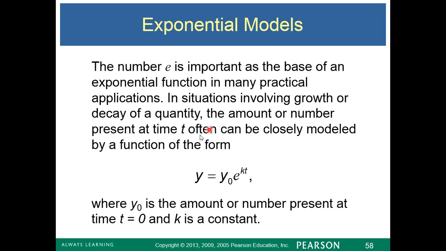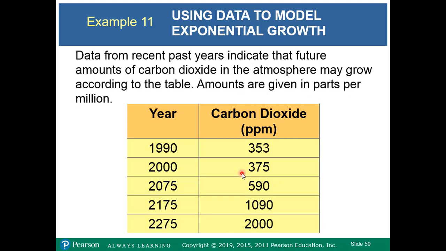Okay, so the function here would be an exponential model. So we have our final value is equal to the initial value, the initial amount that we had, times this exponential piece, which is e to the kt, where k is a growth constant and t is the number of years, or a decay constant if it's a decay.